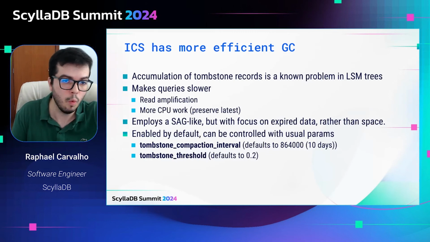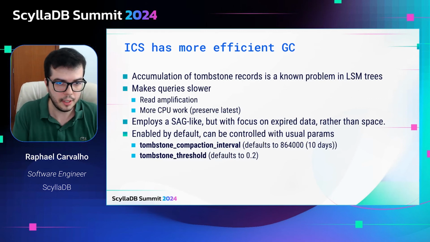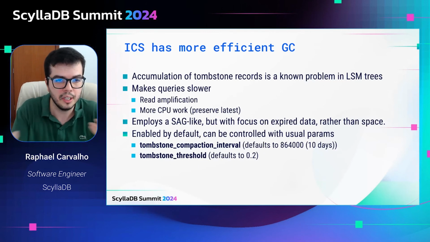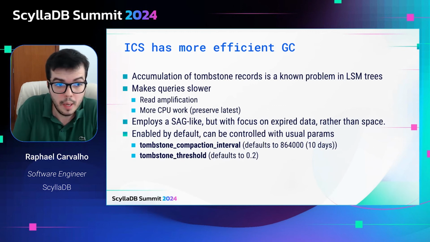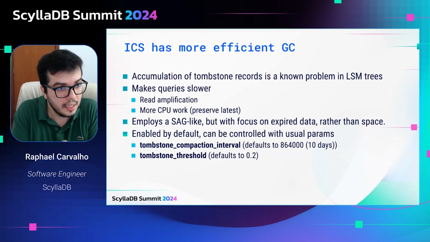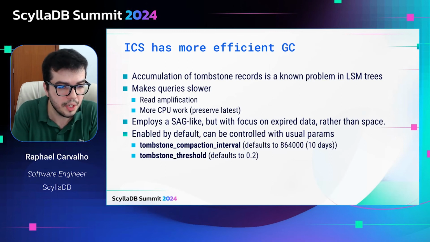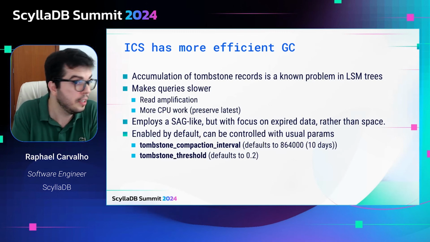You say, I want to delete this data, but you don't actually remove it in place. You actually store the intention to delete the data. So the more tombstones you have, the more work you're going to have on the read path. And ICS gained a very big improvement in this area, where it's enabled by default.